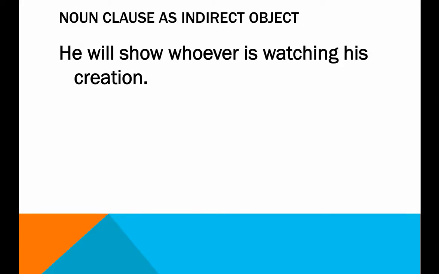Noun clause as indirect object. He will show whoever is watching his creation. The noun clause is whoever is watching. He will show his creation would be considered the main clause of the sentence. He is the subject, will show is the verb. Creation is the direct object. It is the thing being shown. Who is it being shown to? In this sentence, it's whoever is watching. If the sentence said, he will show me his creation, me is the indirect object.